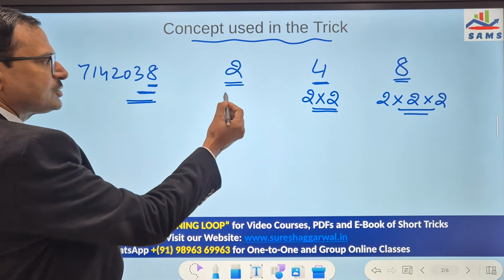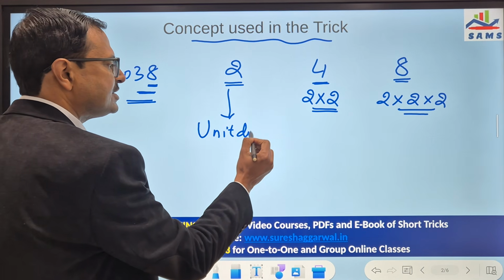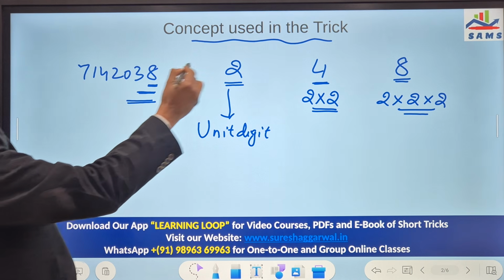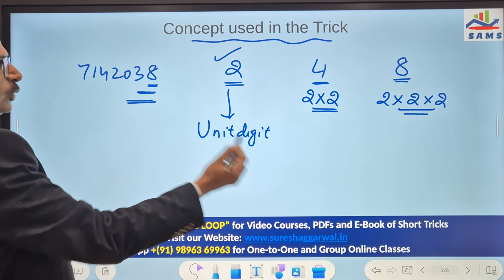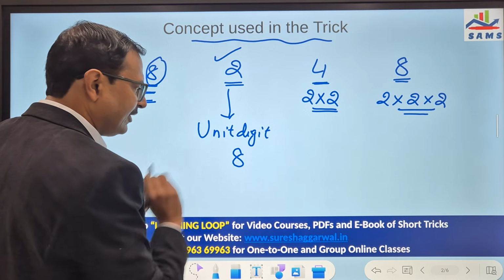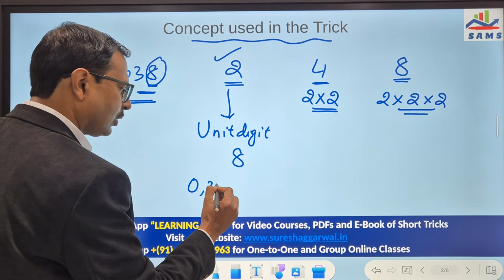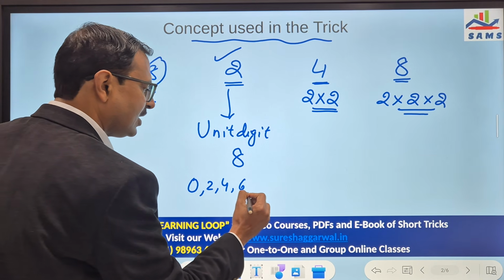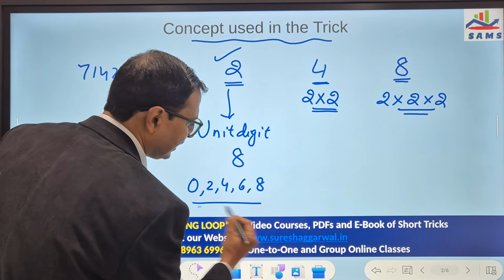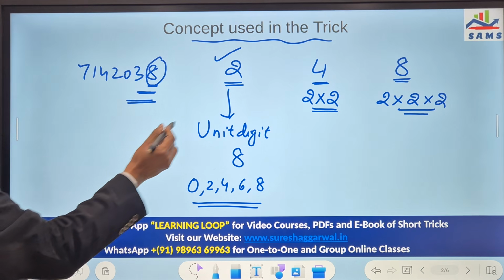So when it comes to 2, you just have to check the unit digit of the big number whose divisibility you are checking with 2. So the unit digit here is 8, and 8 is an even number. So if the unit digit is either 2, 4, 6, 8 or 0, even 0 works, then the entire number is divisible by 2. What about 4?